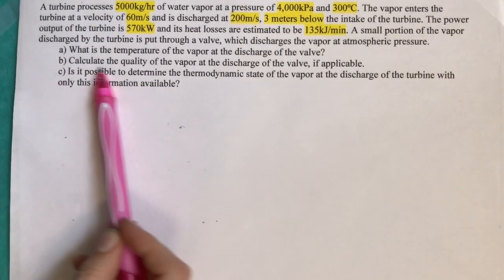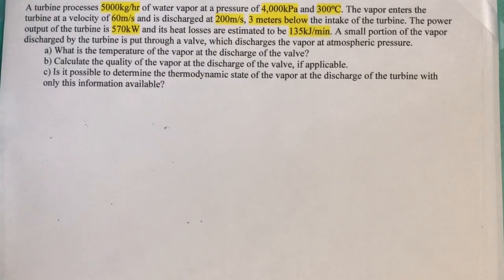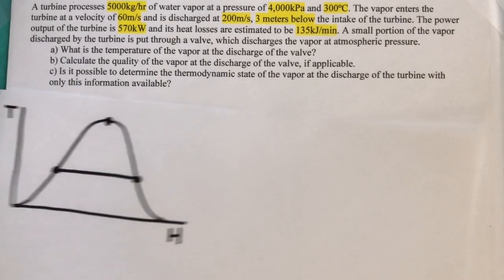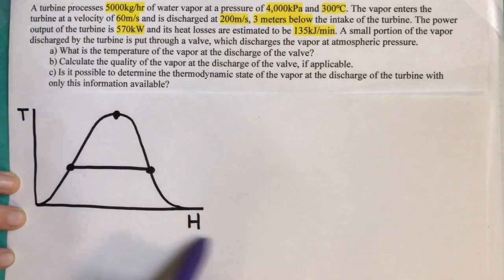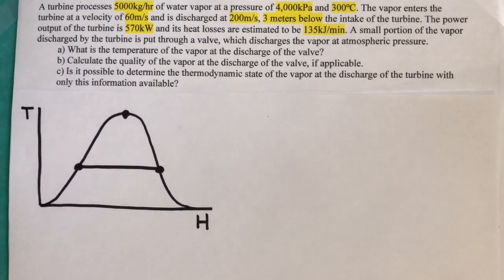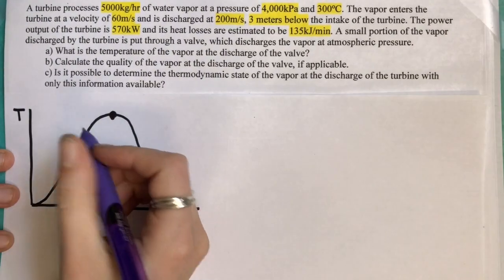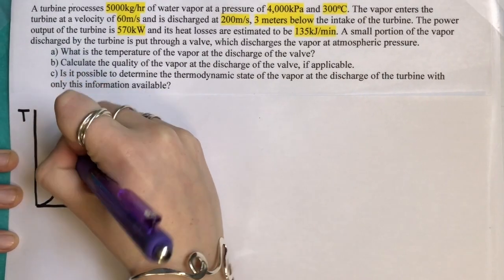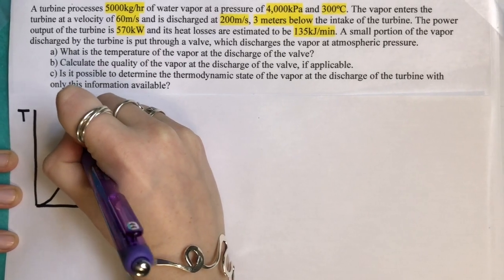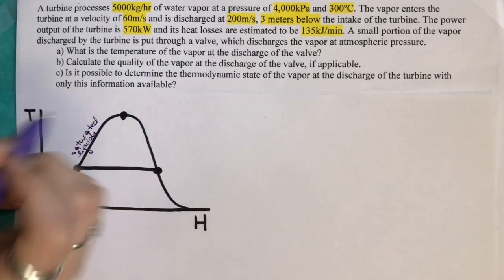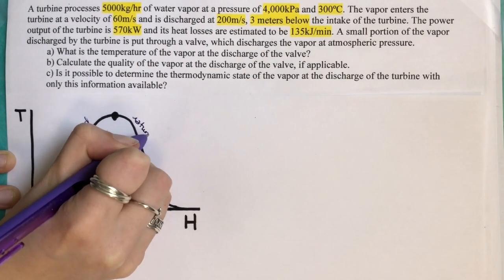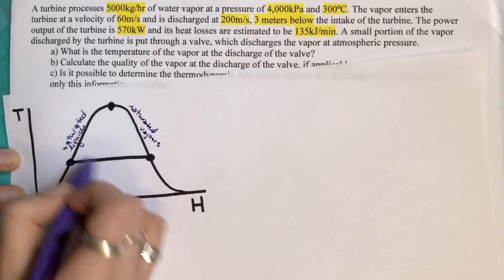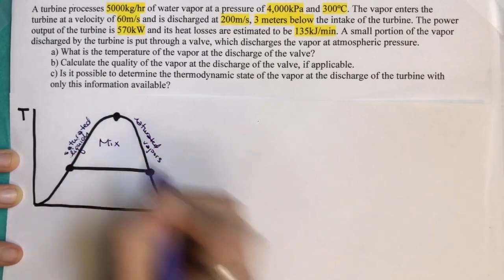Part B says, calculate the quality of the vapor at the discharge of the valve, if applicable. So let's go back to this diagram with temperature versus enthalpy, and let's label a couple things while we're here. Over here is the saturated liquids, and over here is the saturated vapors. This area in the middle is a mixture.